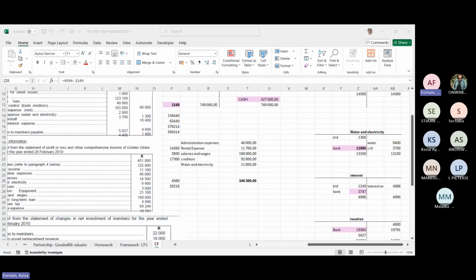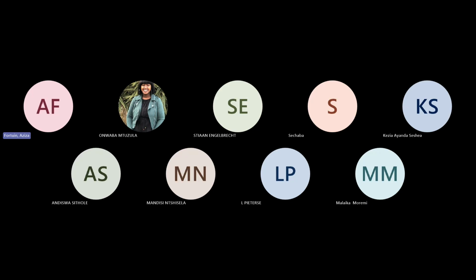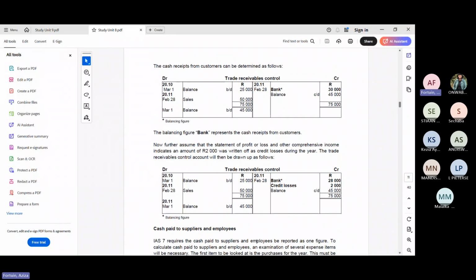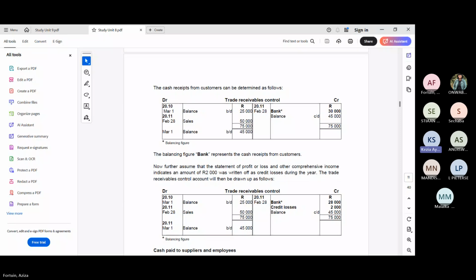Let me just share my screen here with a study guide. Here it is then in the book. Can you see my screen, Kezia? I can see the screen. I'm not accusing you of doing it differently. I'm just saying the way they set it out here, it's like too much to look at. But just look. Cash receipt from customers. They did it the exact same way.